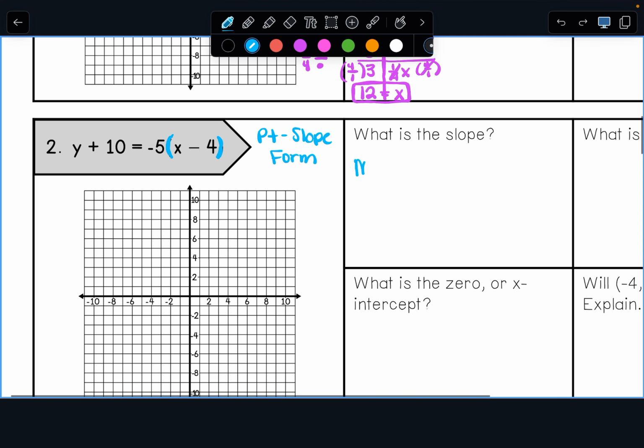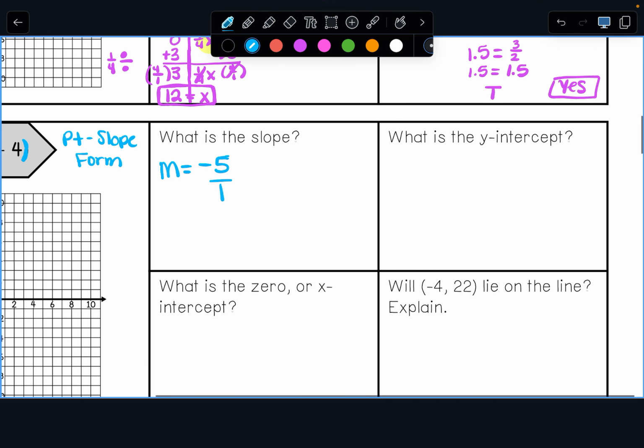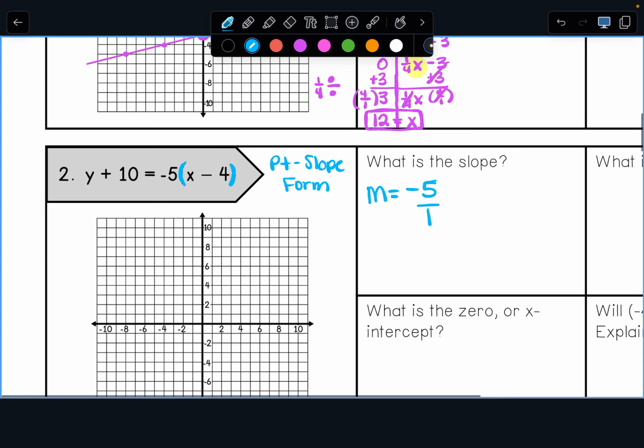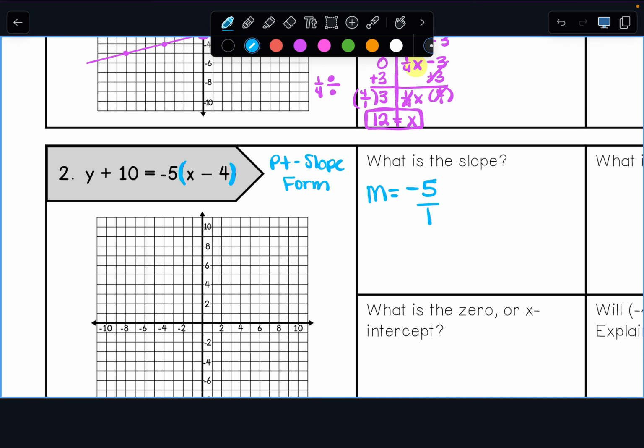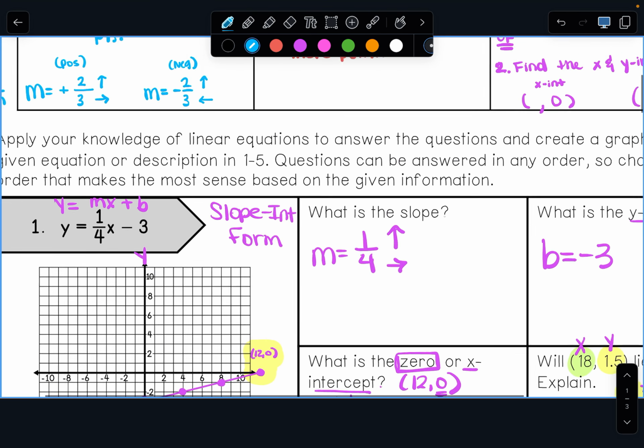Very good. -5. But since we need that -5 in its fraction form, what do we do to change it to a fraction? Good. Can you tell me what the y-intercept is from here? No. Why not? Because it doesn't have the y-intercept. Correct. Point slope form doesn't have the y-intercept.